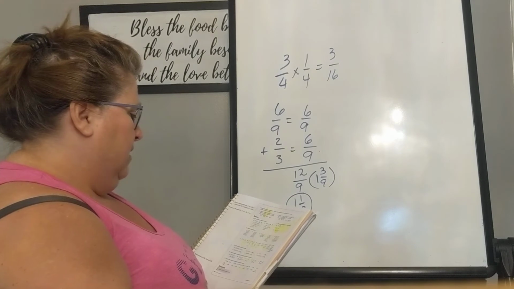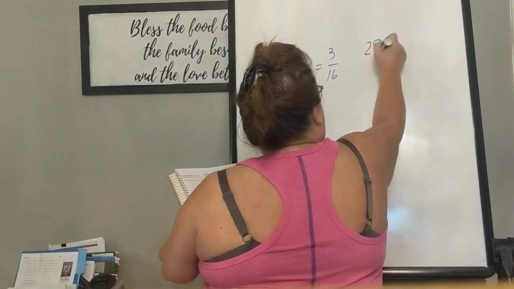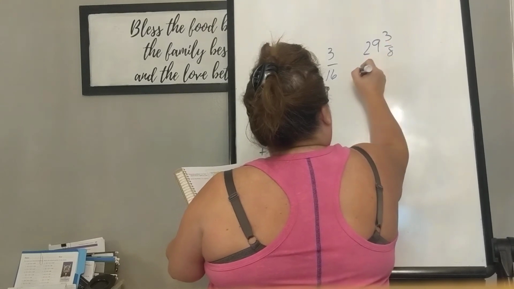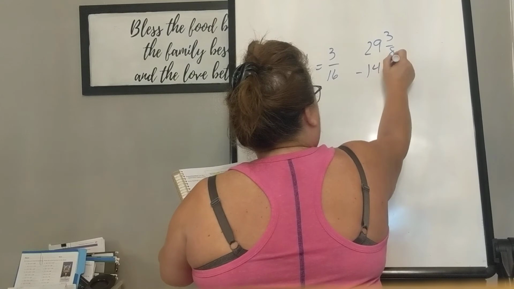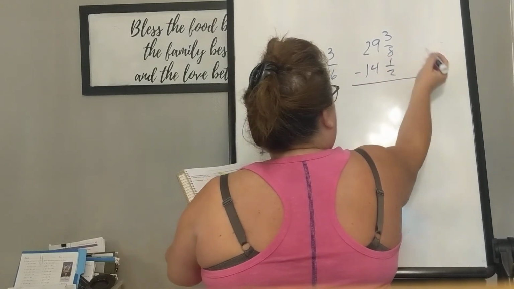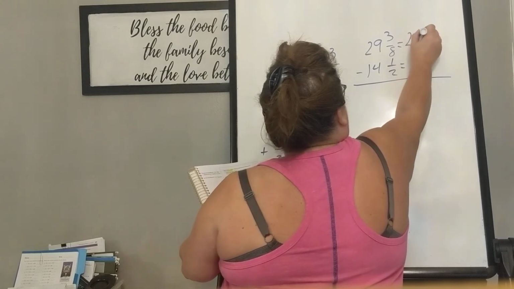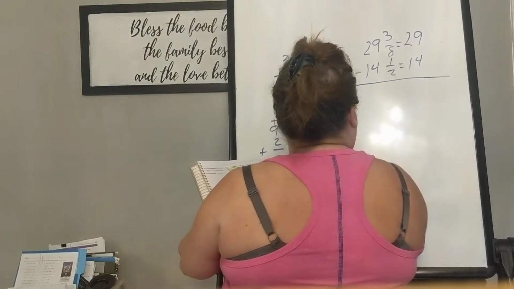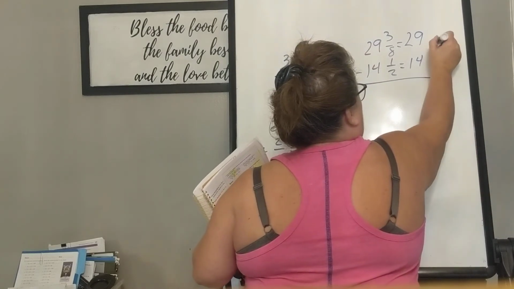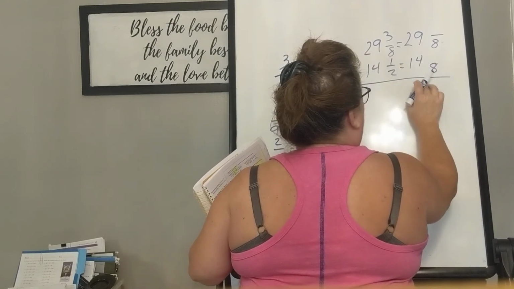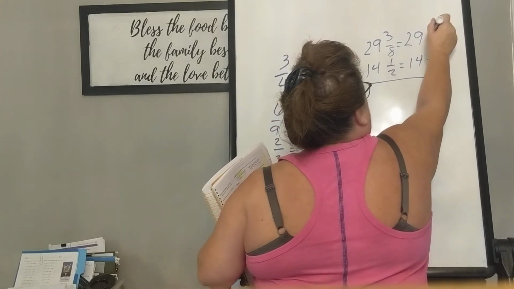Letter C, we have 29 and 3/8 minus 14 and 1/2. So first I'm going to bring my whole numbers over and set up to make my equivalent fractions. My least common multiple or least common denominator is 8. 2 will go into 8 4 times. 1 times 4 is 4. 8 will go into 8 1 time. 1 times 3 is 3.